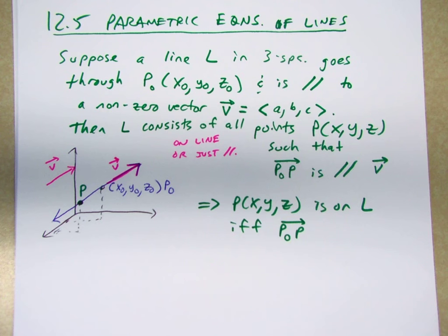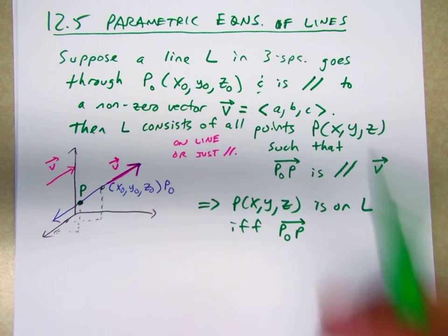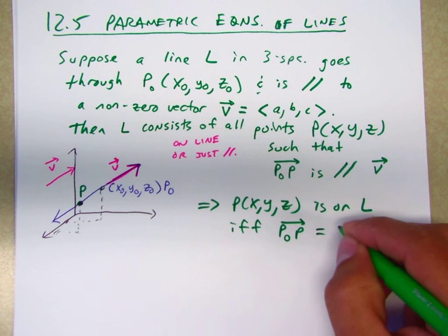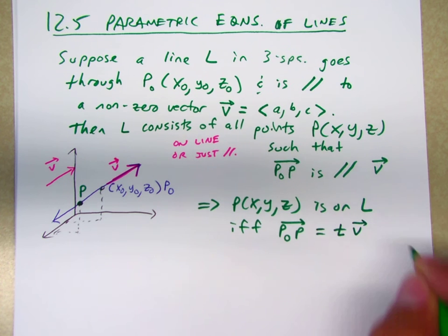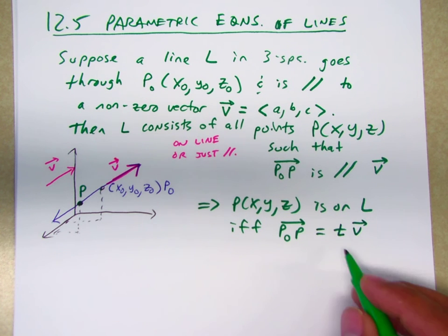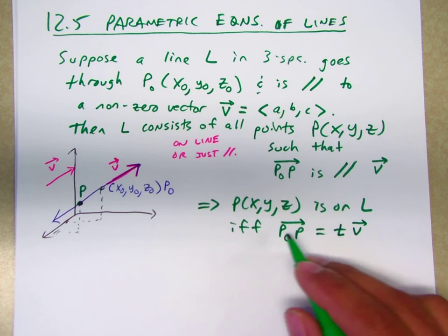I think you're talking about a scalar multiple, right? One is a scalar multiple of the other. That's all we need for it to be parallel. So P0P is going to equal t times v. Okay, so we're calling t the scalar. This is just a scalar now.